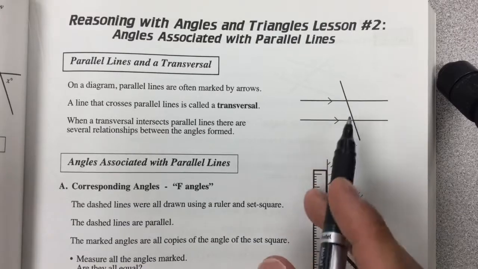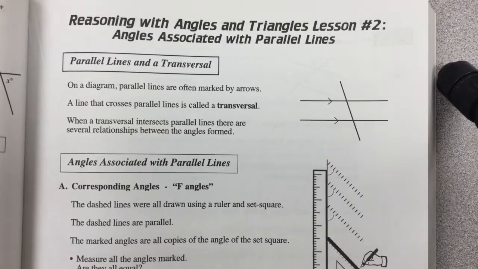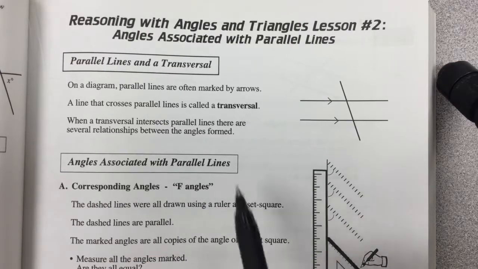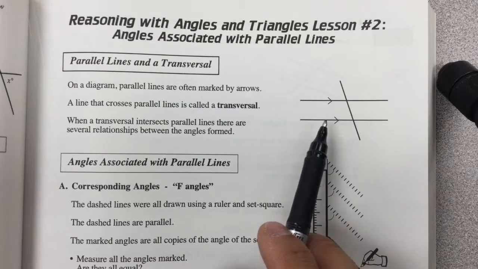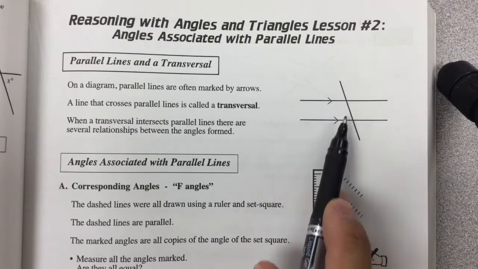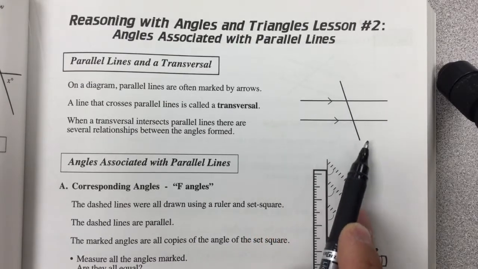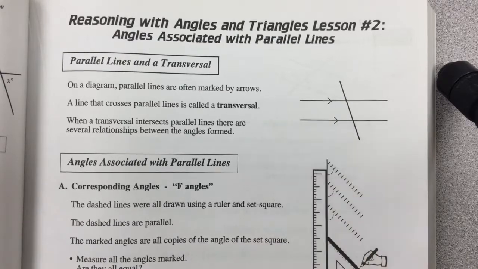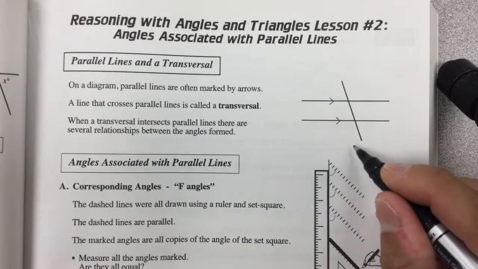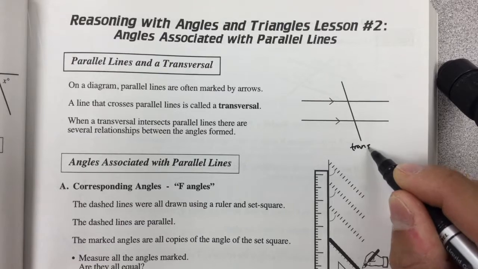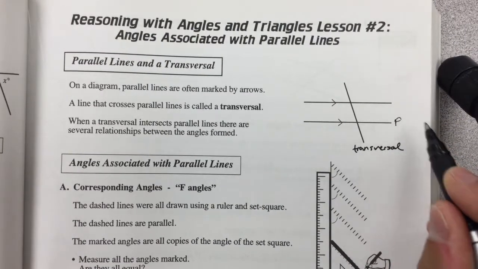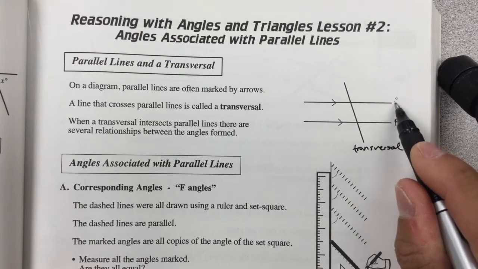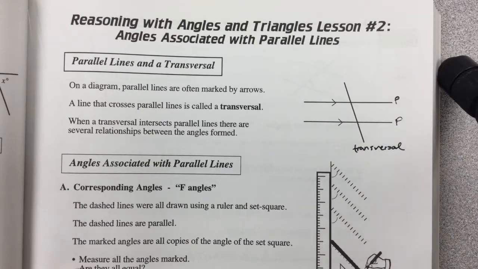Sometimes they're marked with 2 arrows, and if there's more than 1 arrow, generally speaking, it just shows which lines are parallel to which ones. Because there's only 2 parallel lines here, we use a single arrow. A line that crosses a parallel line, so I have the line coming down through here, is called the transversal. So here's my transversal, and then my parallel lines are right here. I'm just going to call them P lines.